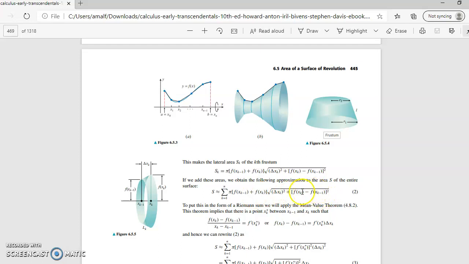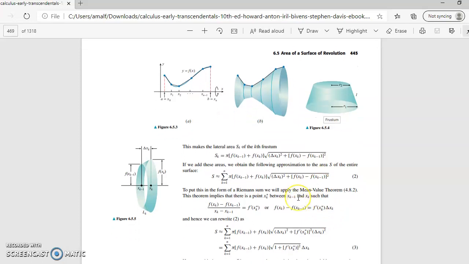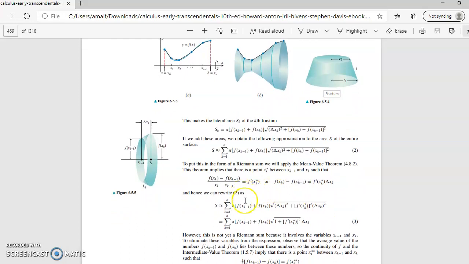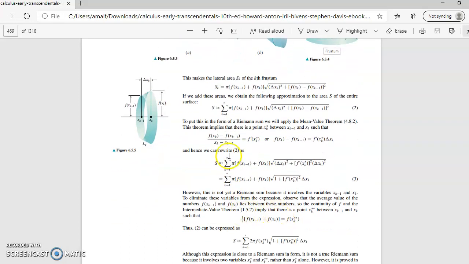Now by using the mean value theorem, as we did for length, f of xk minus f of xk minus 1 you can write as f dash of xk star into delta xk. We did the same thing for finding the length. Now similarly, by using an application of the intermediate value theorem, you can write 1 by 2 of f of xk minus 1 plus f of xk as f of xk double star, where xk double star is some point between xk and xk minus 1. Don't worry about the technicality of that. Just understand the idea.